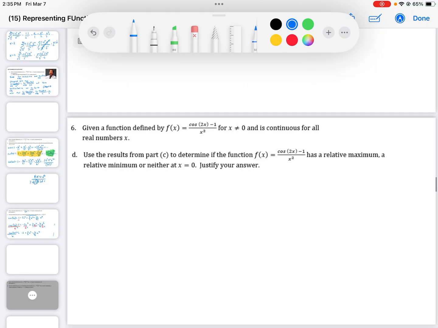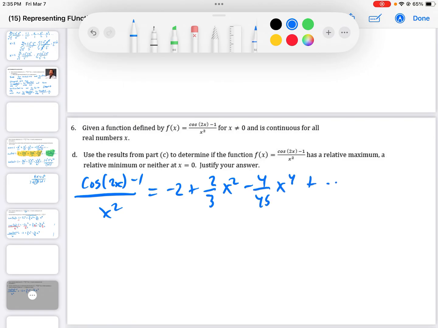All right, last question. Use the result from part C. So the result from part C was that cosine of 2x minus 1 over x squared is equal to negative 2 plus 2/3 x squared minus 4/45 x to the 4th plus dot, dot, dot. Now I'm just using the first 3 terms, but if I'm saying this is equal, I need to put the dot, dot, dot. Use the result from part C to see if that function has a relative minimum, a relative maximum, or neither when x is 0.